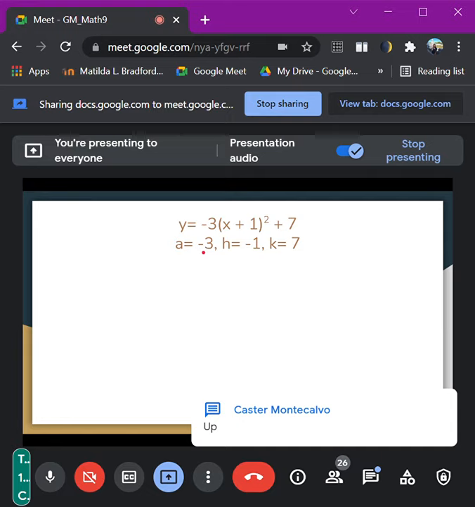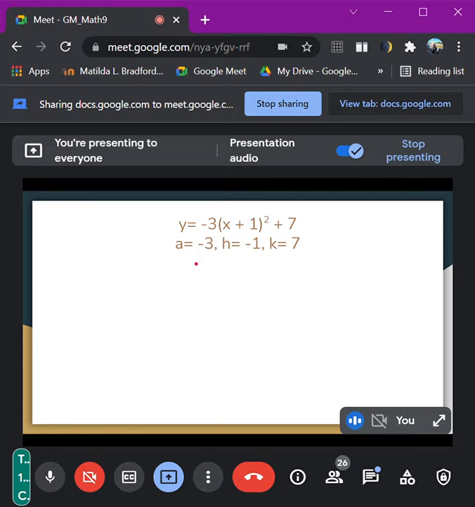So remember, A tells us if the graph is narrower or wider, and then whether the graph opens upward or downward. H, its movement is to the right or to the left. K, its movement is either going down or going up. Okay? So we have here, since H is equal to negative 1.